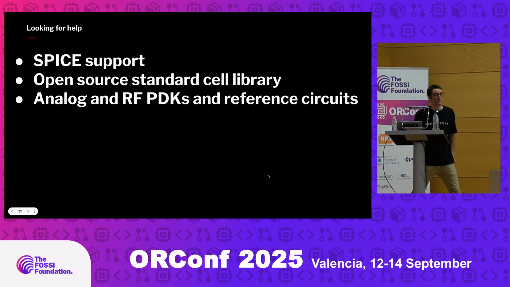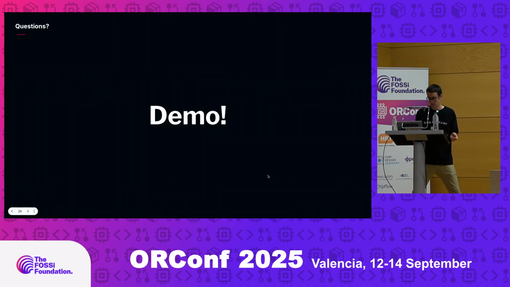And what we are looking for help with next is to expand into analog. So we are looking into SPICE support, same with microwave. We want to increase the open source. We would like to have an open source standard and library. There are some students who have developed this. We're talking with them to see if they want to open source it. And we would like to expand the support for more PDKs, especially the open ones, and be able to add reference circuits for people to get started.